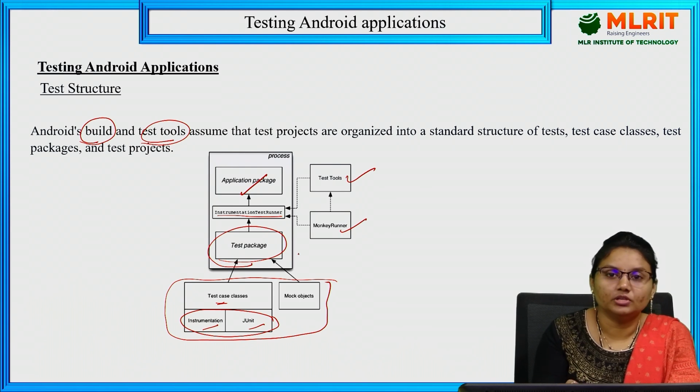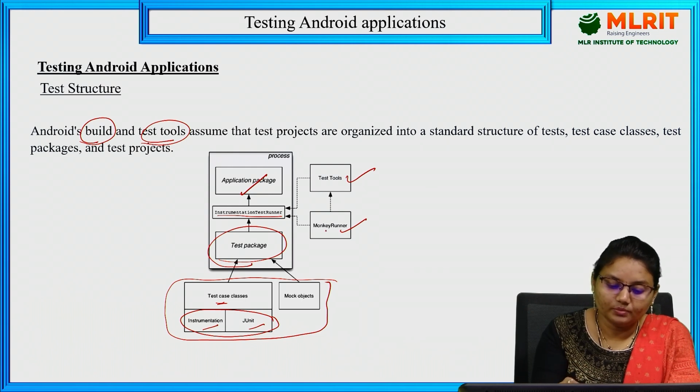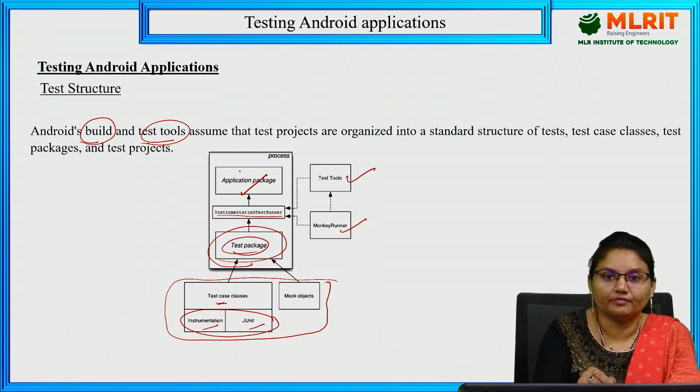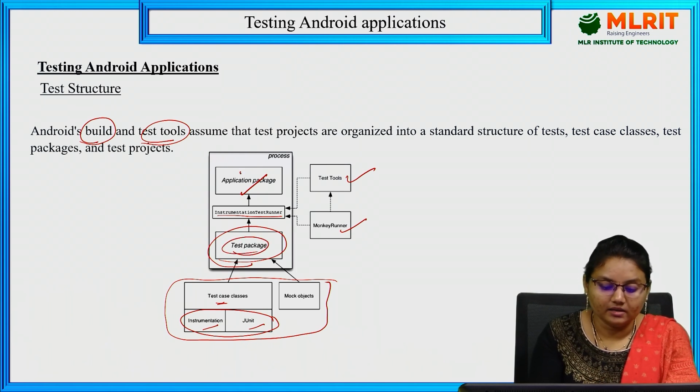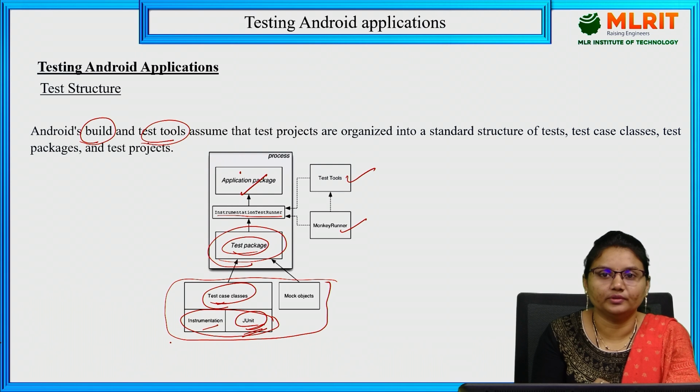And both of these need to be tested using different testing tools, or the Monkey Runner. Monkey Runner is also a testing tool, and it will test your instrumentation test runner. Like this, it will use different tester tools to run your instrumentation, where it will test all the different packages of your application package. And there is also JUnit. This JUnit is used for testing the test classes of your application.